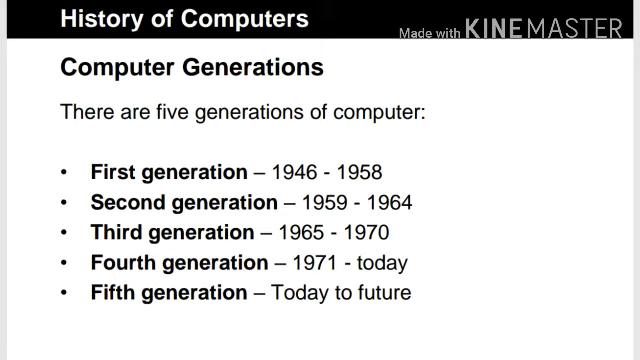Computer generations. There are 5 generations of computer. First generation is from 1946 to 1958. Second generation, 1959 to 1964. Third generation, 1965 to 1970. Fourth generation is from 1971 to today, and fifth generation is from today to the future.